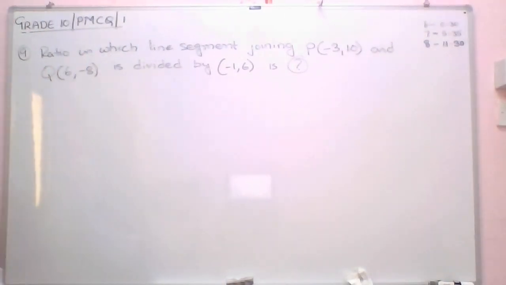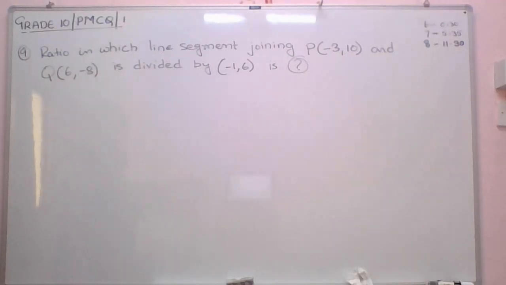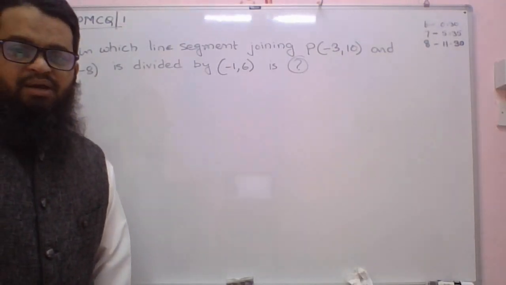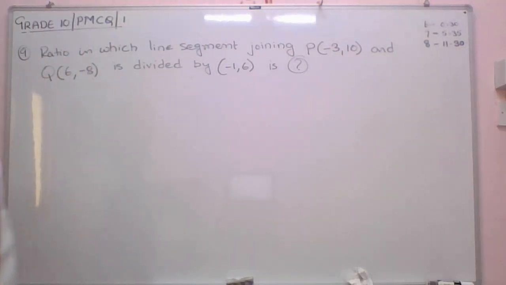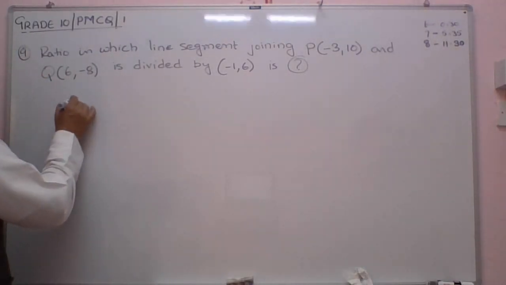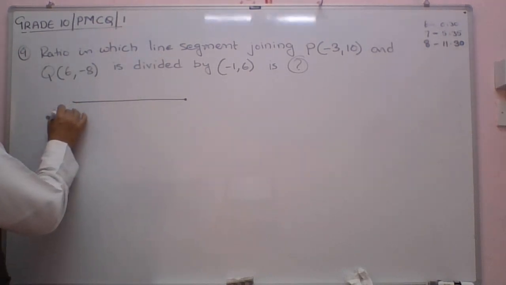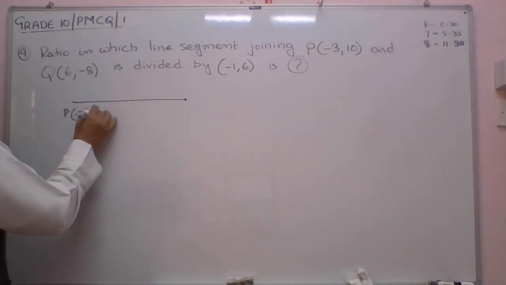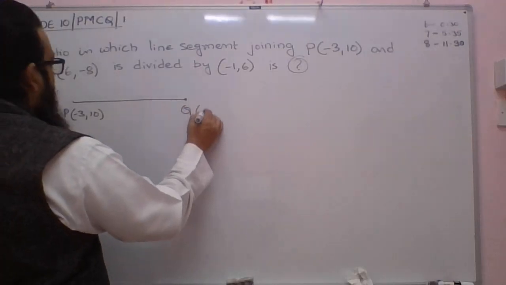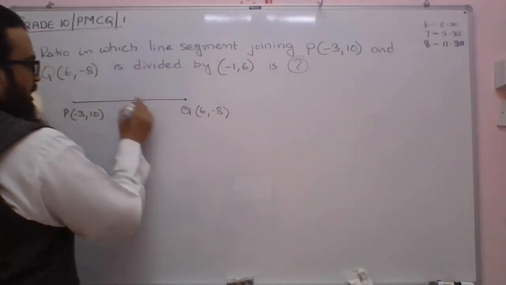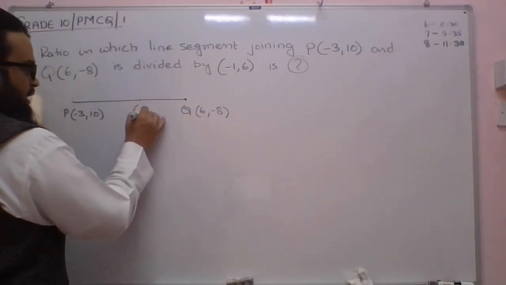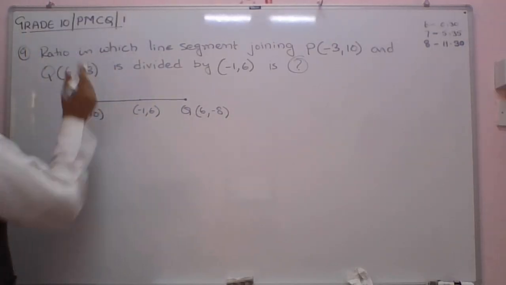The ratio in which the line segment joining P(-3, 10) and Q(6, -8) is divided by (-1, 6) is? So he is asking what is the ratio. You have to find the ratio. Whenever a ratio problem comes, you have to remember the section formula. This is P(-3, 10) and this is somewhere Q(6, -8), and the point is also given, (-1, 6). You have to find the ratio.